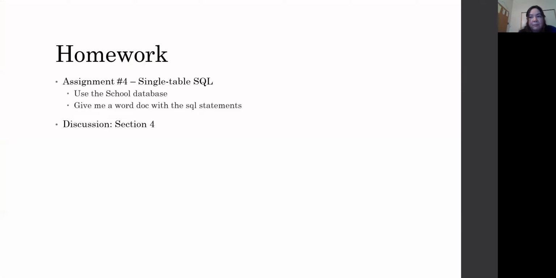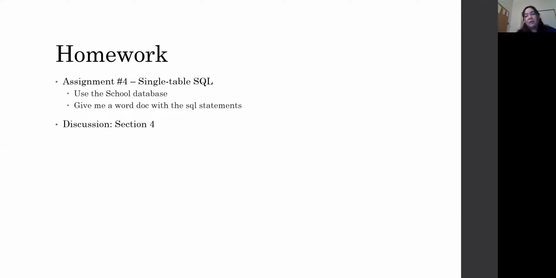The homework assignment that you have coming from this will be basically 10 different requests of calling up different little subsets of data. And so you need to figure out what are the SQL statements required for you to be able to do this. So I expect that you would use the database, the school database, to actually figure this out.